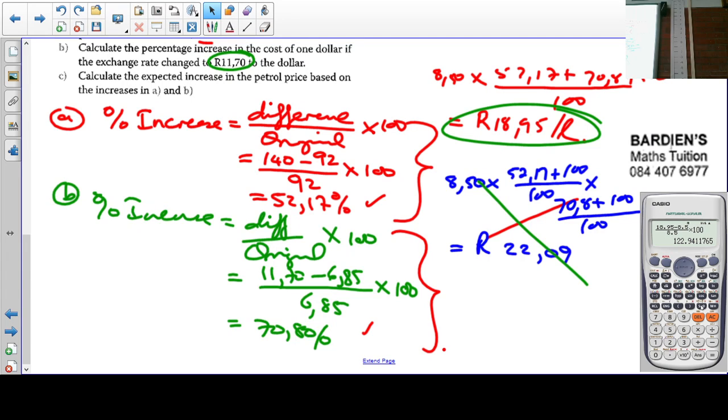So the expected increase is very high. It's 122.94 percent. Now the reason why I omitted 22.09 is that it would mean the petrol price per liter is almost a 160% increase, which didn't make sense. That made it even worse, a bigger increase than the previous one of 18.95.